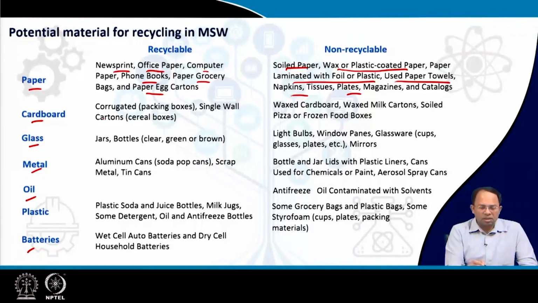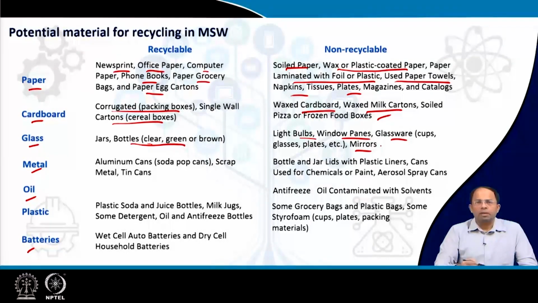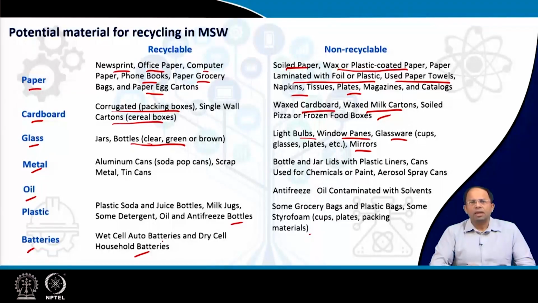Same goes for cardboard boxes: some single corrugated packing boxes, cartons, cereal boxes for morning breakfast, those kinds of things can be recycled. Whereas waxed boxes, waxed milk cartons, the ones with a nice smooth layer surface, those cannot be recycled. Say glass, again some bottles can be recycled, whereas bulbs, window panes, glassware or mirrors cannot be recycled because of extra coatings and other processes given to this particular kind of material. Plastics, again, some can be recycled, some cannot. Batteries can mostly be recycled, but maybe it's not that viable financially.